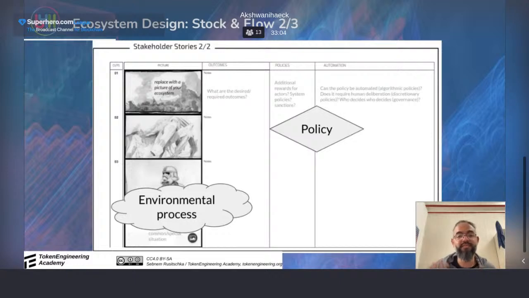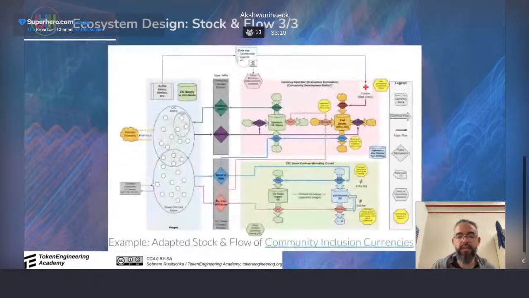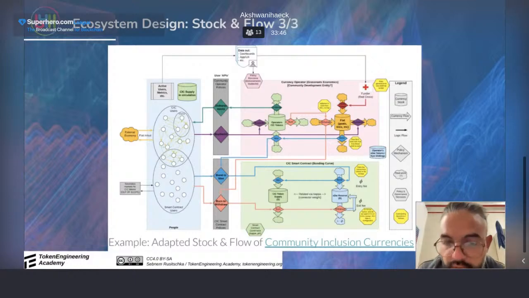And also try to define what kind of environmental processes are there, what kind of variables that you can't control that can come from the outside of your ecosystem. Define it also there. So this is an example of a community closed currency stock and flow model, in which these are just people building up a currency out of some collateral and some commitment that they put to accept within their community this community currency.